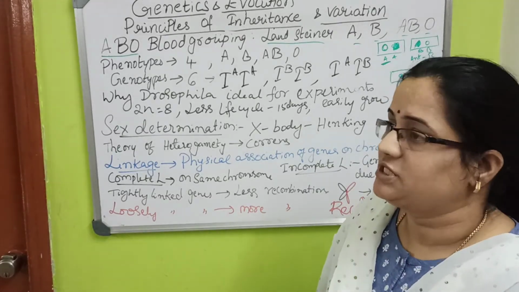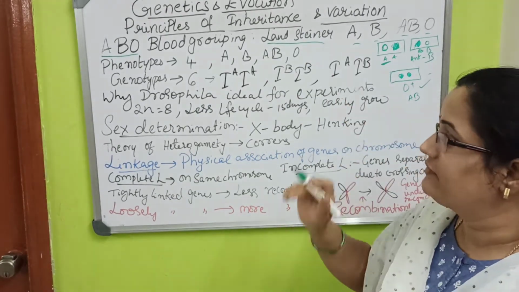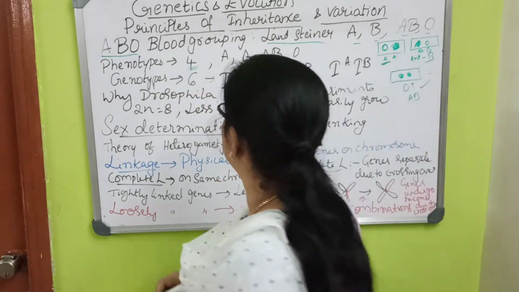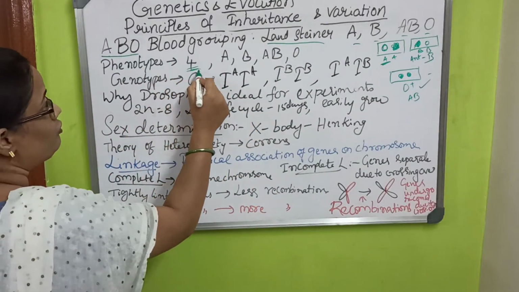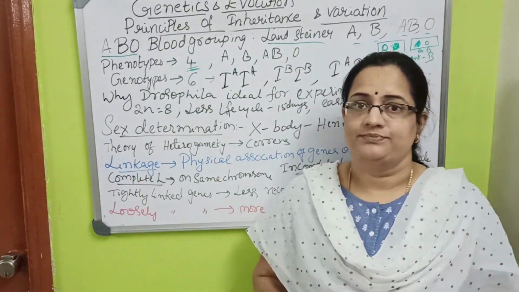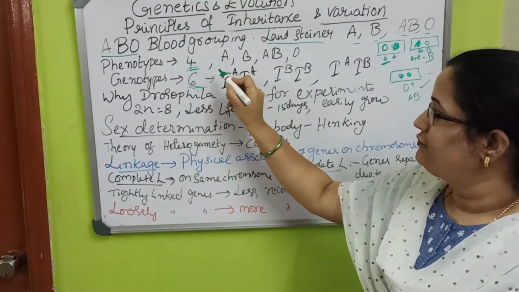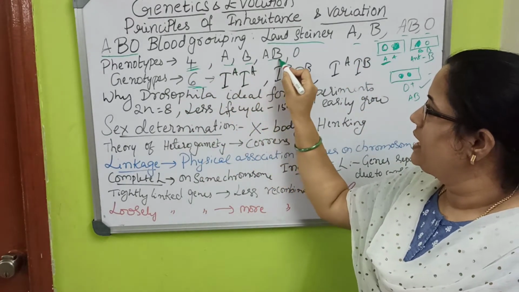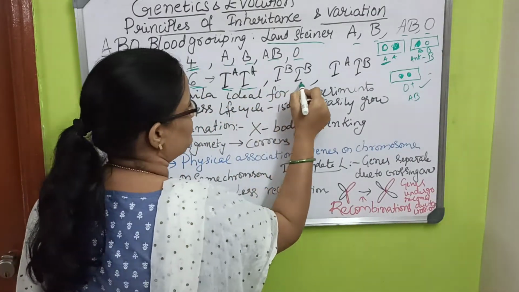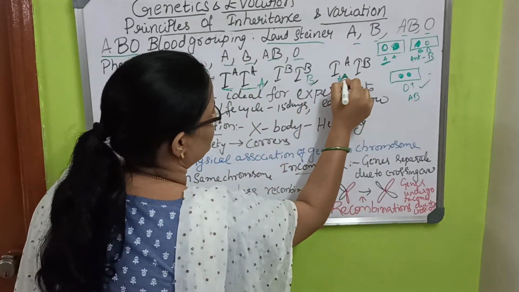This I am teaching only for understanding; it is not necessary for this lesson. What we need for this lesson are the phenotypes. Suppose the question comes: the blood group phenotypes are 4 and genotypes are 6. The phenotypes are A, B, AB and O, and the genotypes are IA IA, IA i, IB IB, IB i, IA IB and ii. These are for A group, for B group, and for AB.